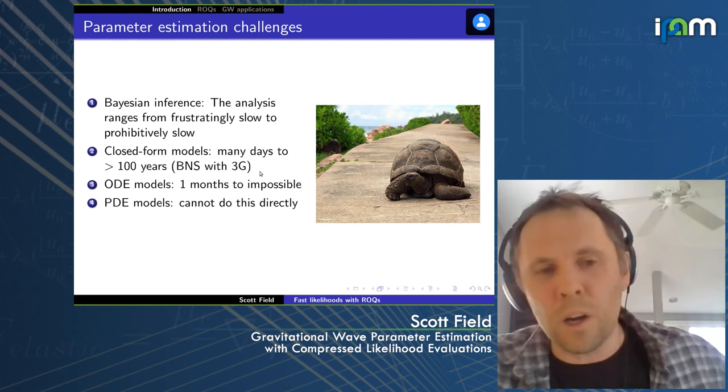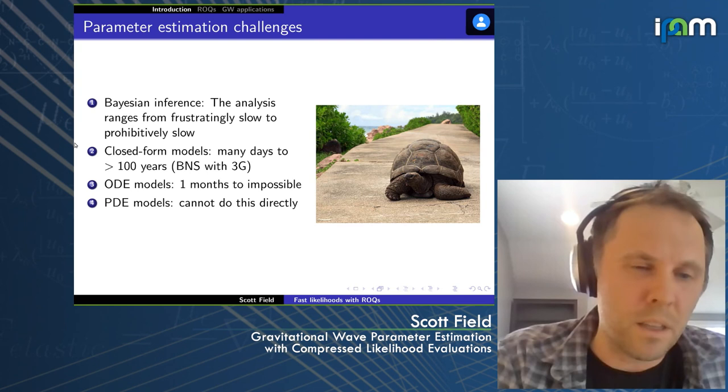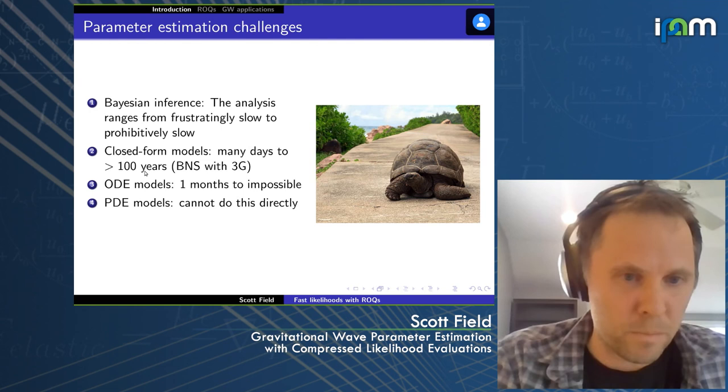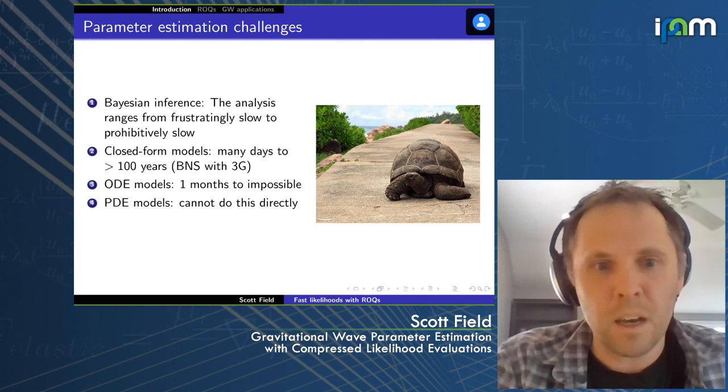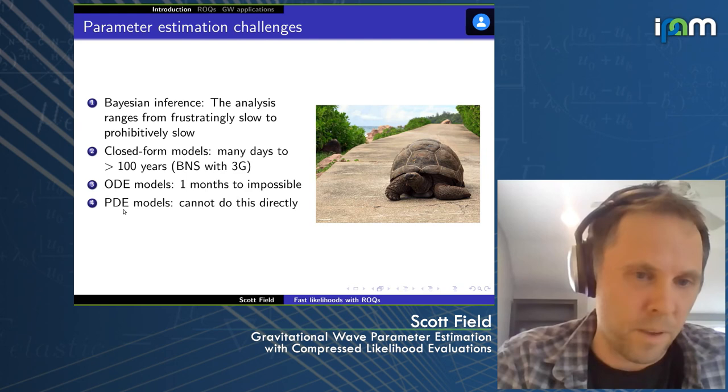So that's obviously a ballpark estimate, but just based on the cost of evaluating a likelihood, and then also the number of likelihood evaluations you would need, that's roughly how long it would take. In practice for LIGO, it really depends a lot on the model. So if you're using a closed form frequency domain model, this could take days. But if you're using ODE models like SEOB or PDE models like NR, which you really can't do directly, this could take months, or in the case of NR, really can't be done by any direct method.